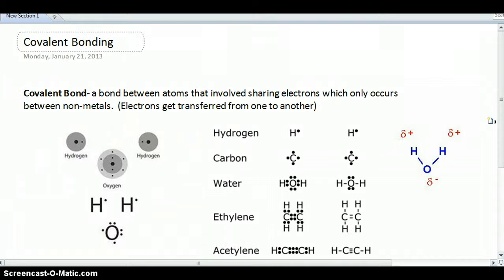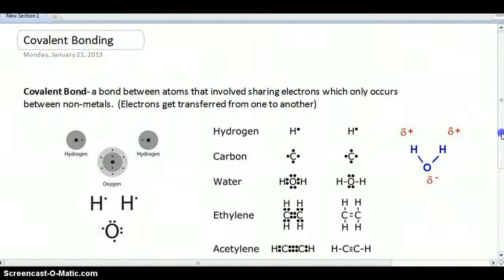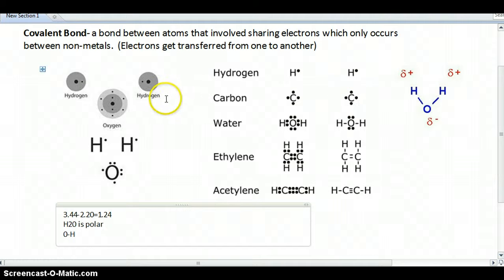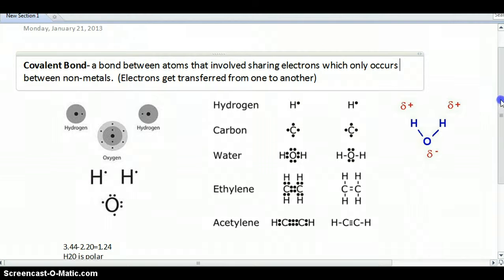Now finally, covalent bonding. The simple definition, which I have here for you to read, is a bond between atoms that involves sharing electrons, which only occurs between non-metals. So this is important because this only happens between non-metals. Okay? So we have hydrogen and oxygen. Oxygen is a non-metal, while hydrogen is not even classified. So this definitely works for covalent bonding.